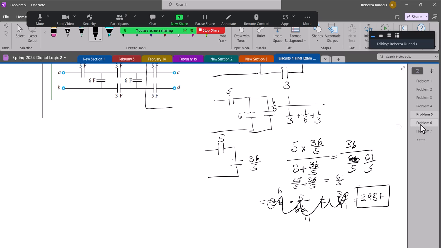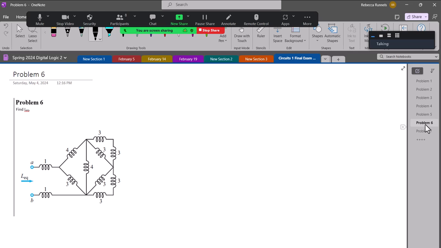All right. So now we'll do an inductor, and now we're looking at L equivalent, and inductors add like resistors. Here you can see everything is all connected over here. We don't have anything open like we had with the capacitors. And so these are in series and these are in series. So I can redraw this.